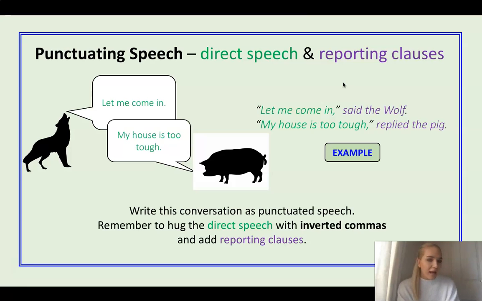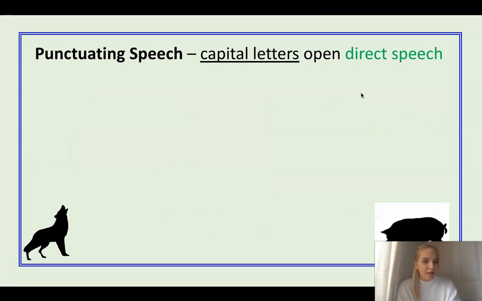He was quite angry, wasn't he? He wouldn't be very happy, and he wouldn't be very polite to the pig by saying, let me come in, whispered the wolf. He would have probably been like, let me come in, shouted the wolf. And then, my house is too tough, replied the pig. Remember, we don't have those inverted commas after the reported clause because it's only the direct speech, what is being said, that includes them. Well done if you got those right.